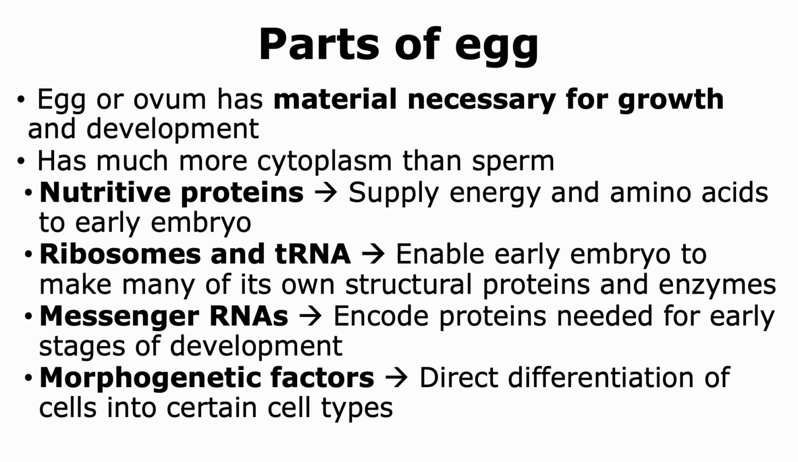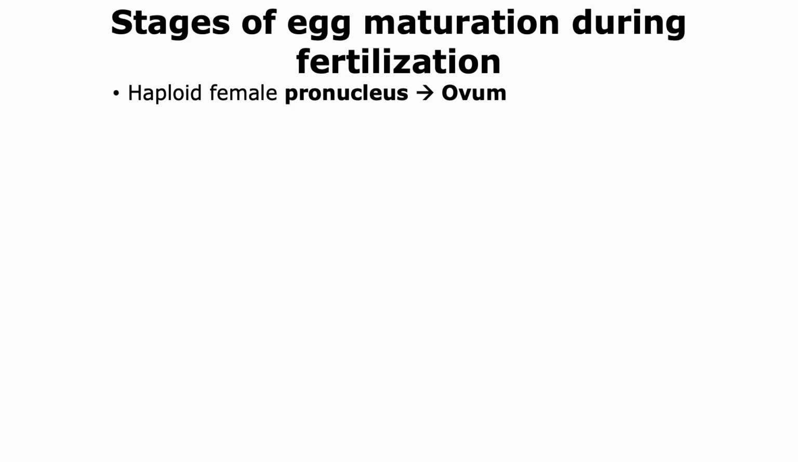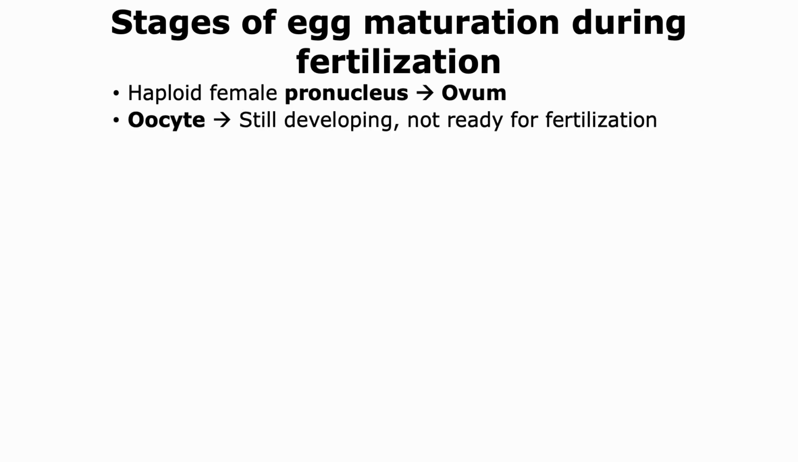Morphogenetic factors are present, like transcription factors and paracrine factors, that direct the differentiation of cells into certain cell types during early embryonic development. The cytoplasm can also have protective chemicals that protect the egg from threats. The haploid female pronucleus is called the ovum or the egg. When we use the term oocyte, we normally refer to the female gamete that is still undergoing development and is normally not ready for fertilization.